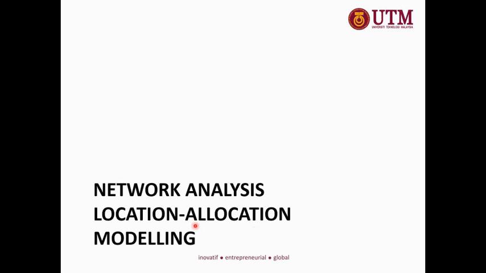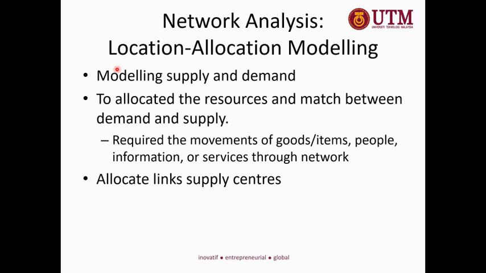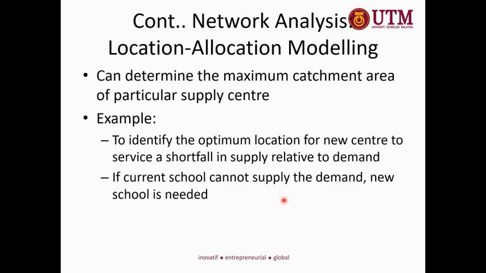So the third one is location allocation modeling. So modeling supply and demand to allocate the resource and match between demand and supply. So it requires the movement of goods, item, people, information or service through a network. Allocate link supply center. So this analysis can determine the maximum catchment area of a particular supply center. For example, to identify the optimum location for a new center to service a shortfall in supply relative to demand. If the current school cannot supply the demand, a new school is needed.